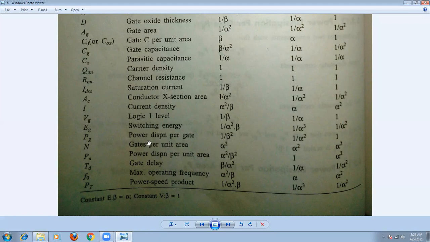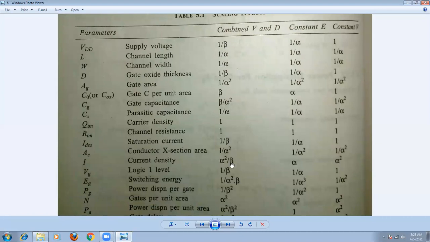Then the switching energy, switching dissipation per gate, gate per unit area, and power dissipation per unit area. Similarly, gate delay is beta by alpha square, maximum operating frequency is alpha square by beta, and then the power-speed product. All these values are represented here in terms of the combined voltage and dimension model.